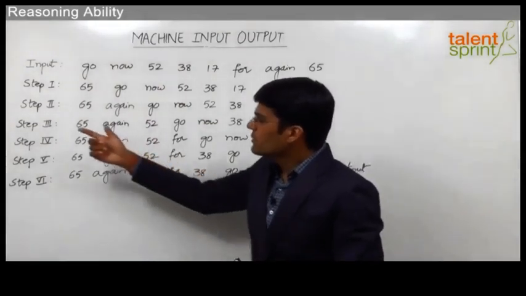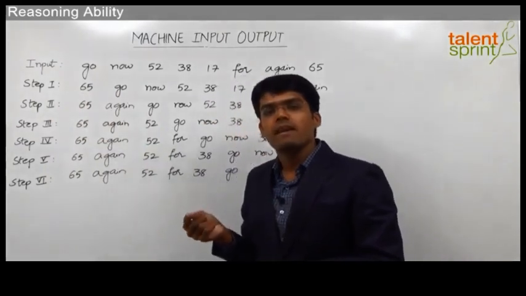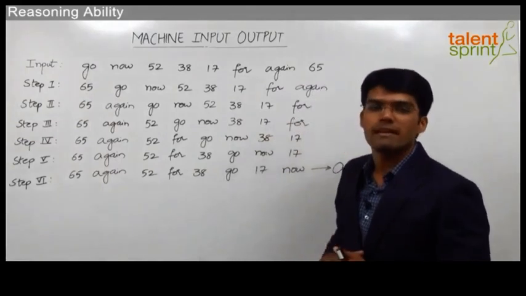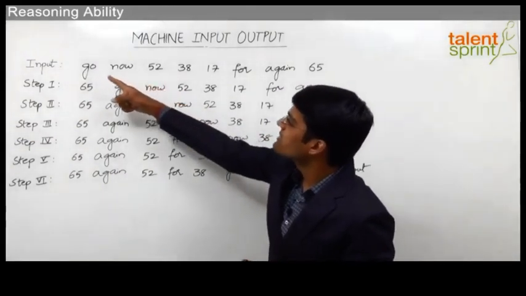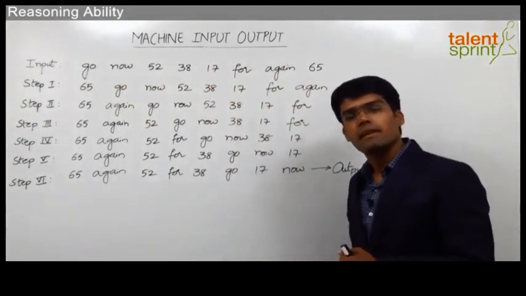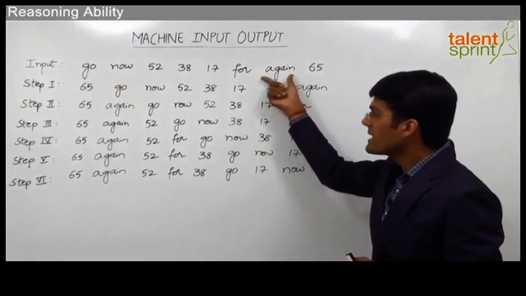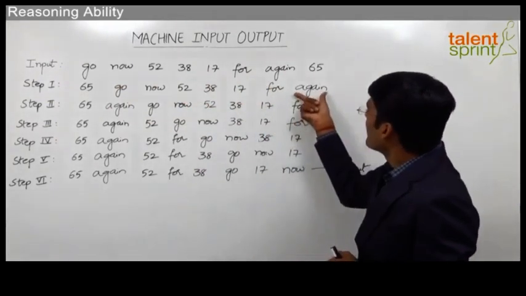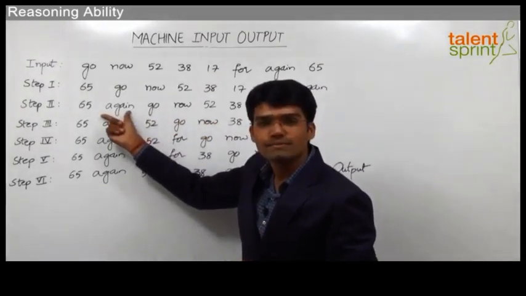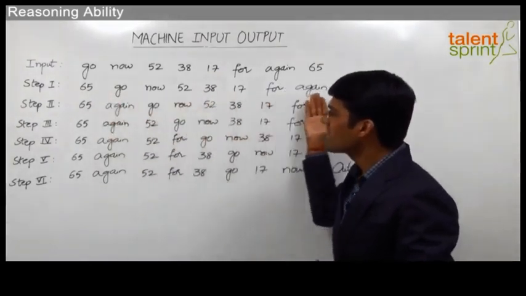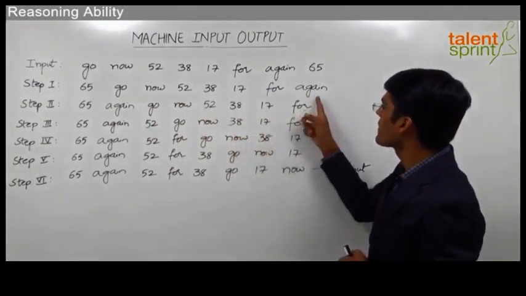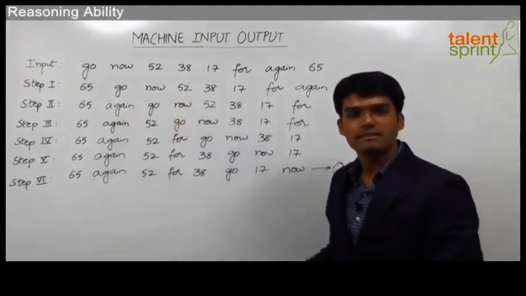Now when we look at step 2, we know that after 65 a word has to take the second position, and that word should be the first one in alphabetical order. So among the given words go, now, for and again, the word which comes first in alphabetical order is again. So in step 2, the word again is brought to the second position. And the remaining elements are simply pushed aside. That is go, now, 52, 38, 17, for. Again has already gone to the second place.